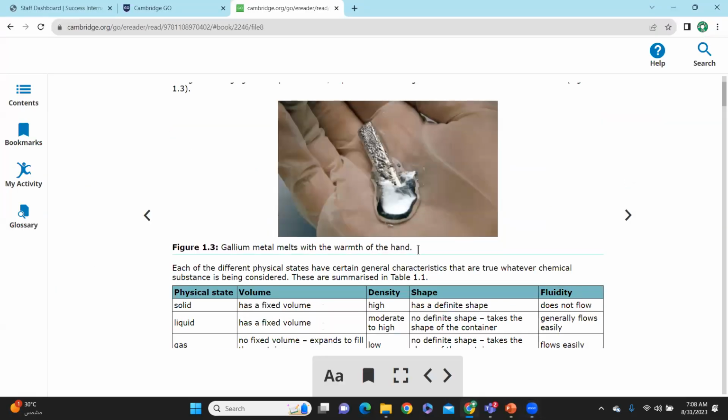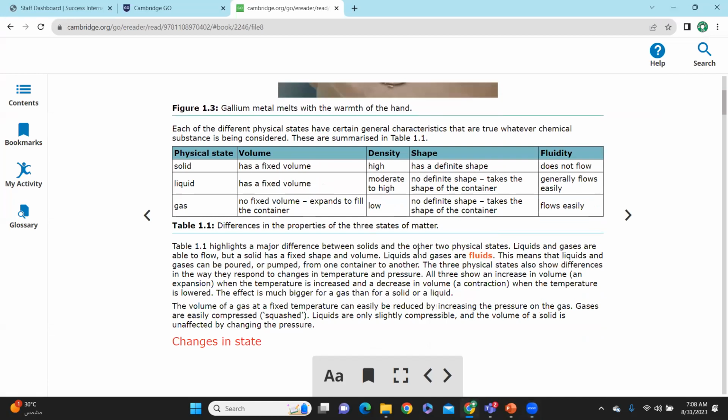Now, about these, here we have almost done everything. We learned about the fixed volume. We know about the density. We also learned about shape. A solid has no movement, definite shape, definite volume, and does not flow. A liquid has a fixed volume, meaning if you add 1 liter in a glass, anywhere you move it, it will be 1 liter.